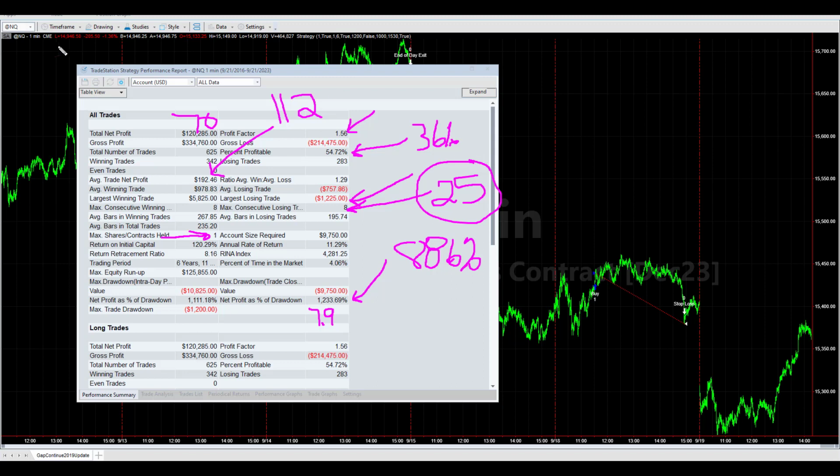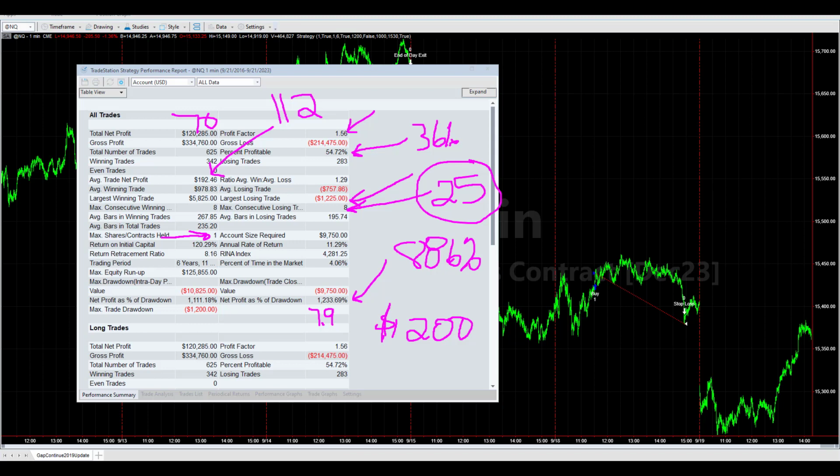Hard to sit through 25 losers in a row, and so sometimes a bigger stop loss increases your dollar risk on that day and on that trade, but it is a better setup to have a bigger stop loss, and then reduce your position size down to micros if $1,200 per day or $1,200 per trade is too high. And so this is gap continuation.